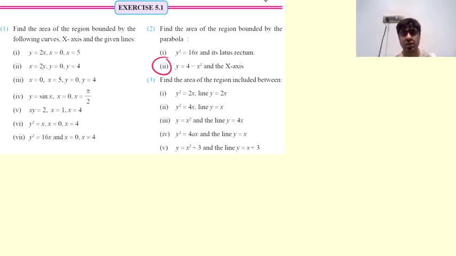Let's continue with the second question. So the second question tells you y equal to 4 minus x square and x-axis. Be careful with the equation. This time it's not y square as a function of x. It is y as a function of x square. So the parabola will either be vertically opening upwards or it will be opening downwards. So here the coefficient of x square is negative. So the parabola will be opening in the downward direction. Y equal to minus x square does open in the downward direction.